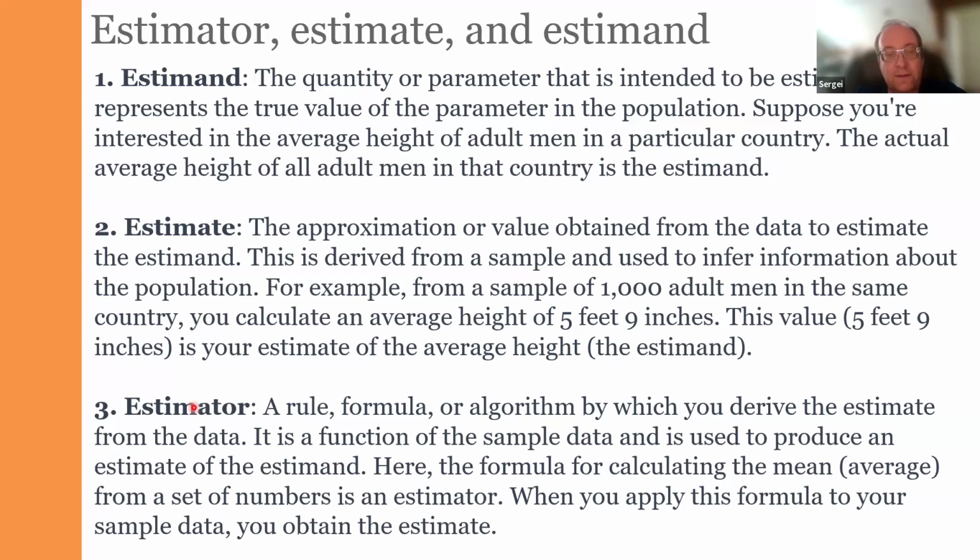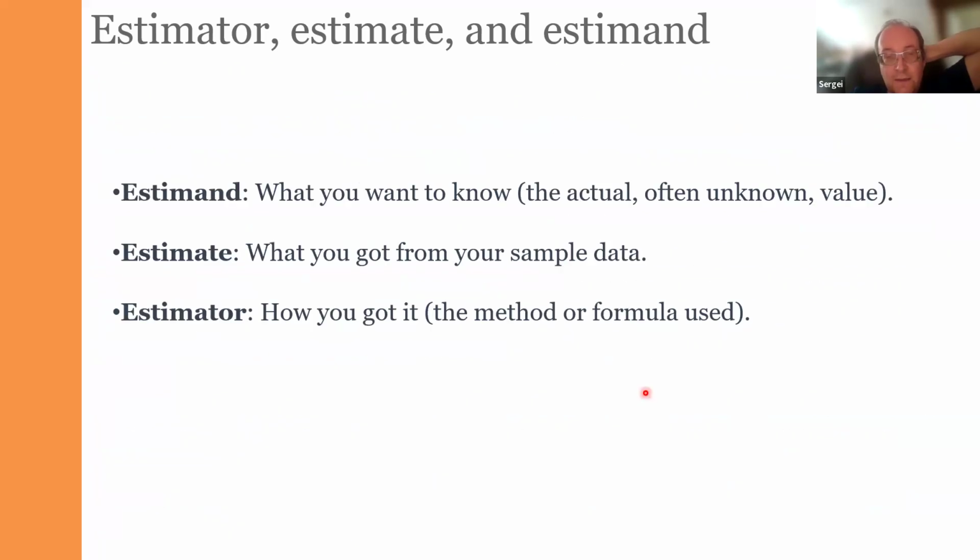And the final thing that matters is the estimator, which is basically the rule or formula by which we derive the estimate from the data. So for this example, the estimator is something very simple. It's just the average. So it's kind of trivial. We all know how to calculate the averages, dispersions, and in many cases, we even know how to calculate the p-values. But it's not always simple.